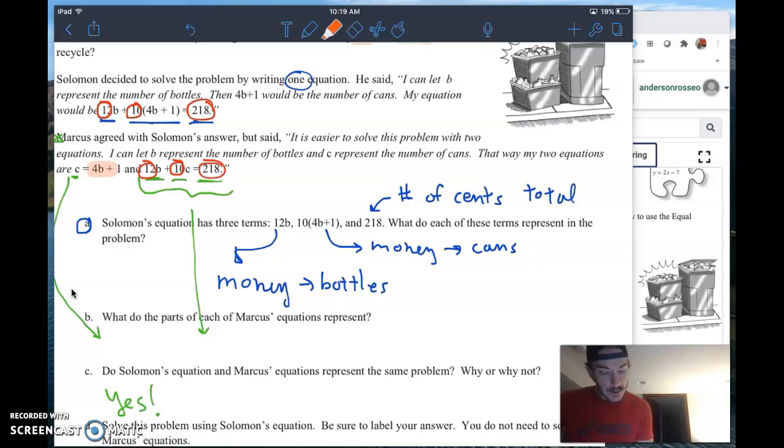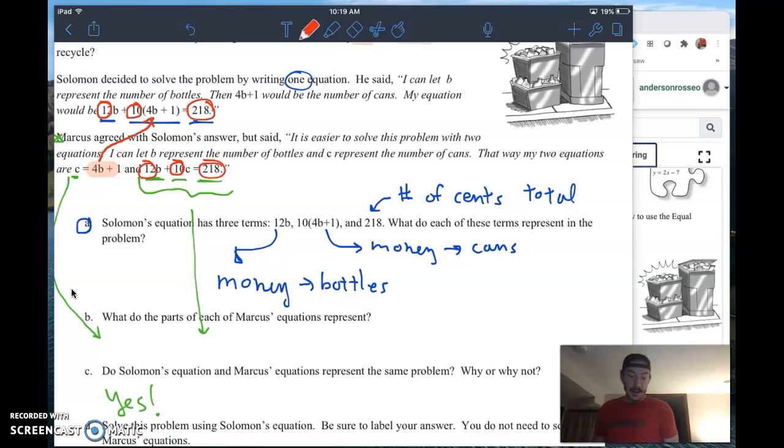Okay, look at this. See this 4b plus 1? Now Marcus wrote it in 2 equations, but the slight difference is that Solomon put it in the first equation. He wrote C relative to B. And if you have that skill and that opportunity and convenience, you can definitely do that, right?